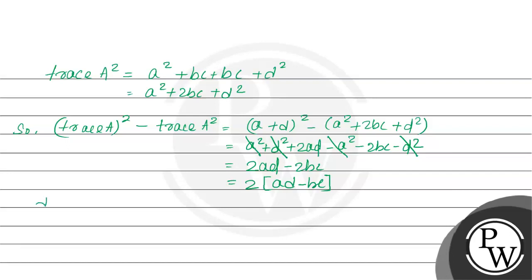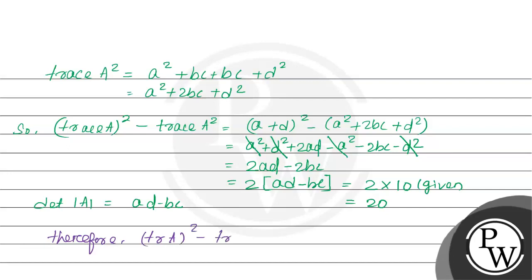So determinant of A matrix will be what? ad minus bc. So can we put ad minus bc equal to 10, which is given? Therefore, we can write trace A whole square minus trace A square is equal to 2 times 10, that is 20.